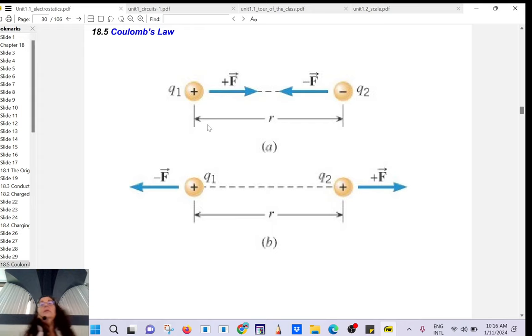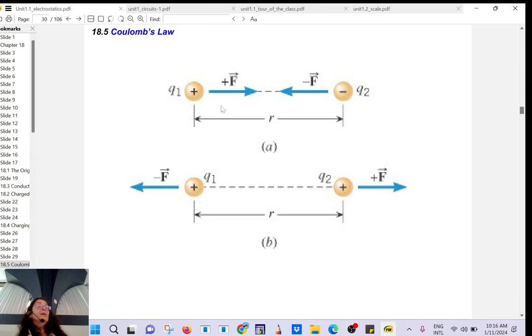Remember from physics one, when we had M1 and M2, two masses attracting each other. That force, the gravitational force, depends on what? M1, M2, multiplied, and over the distance squared. So it's an inverse square law.